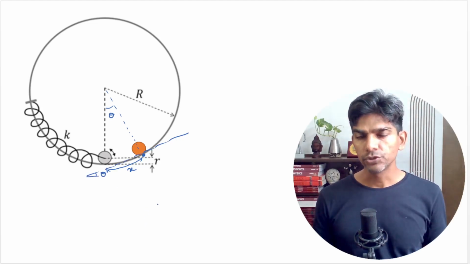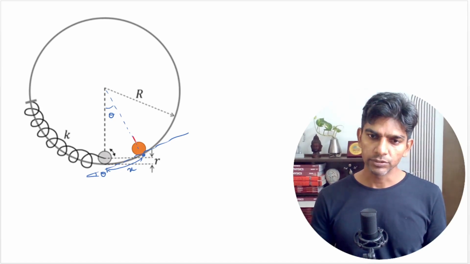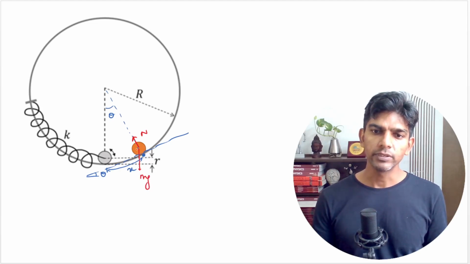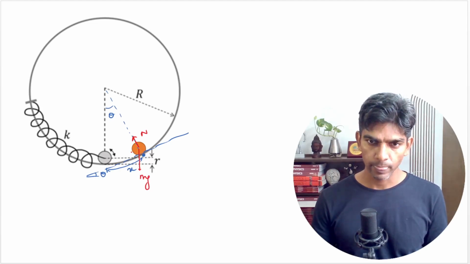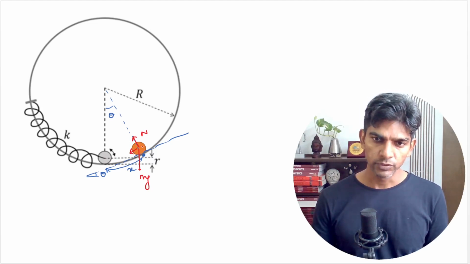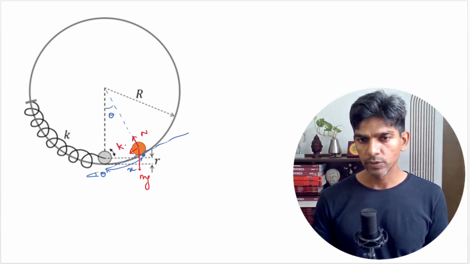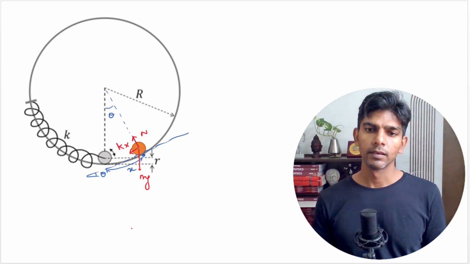Now let us show all the forces acting on the disk. There will be a normal reaction, there will be a weight in the downward direction, and apart from this there will be a spring force, and the spring force will be compressive. The spring is undergoing elongation, so there will be a force which is bringing it back to the equilibrium position. So we can say there will be a spring force kx in this direction.